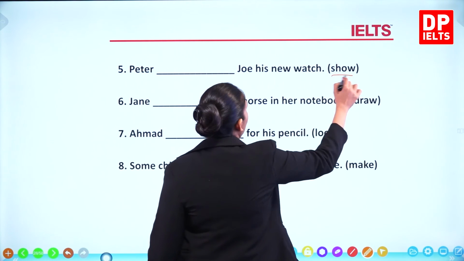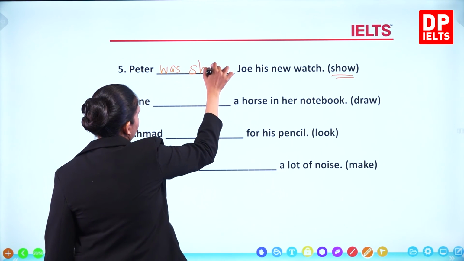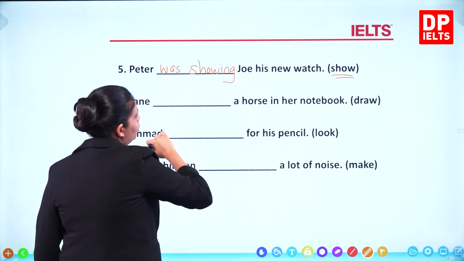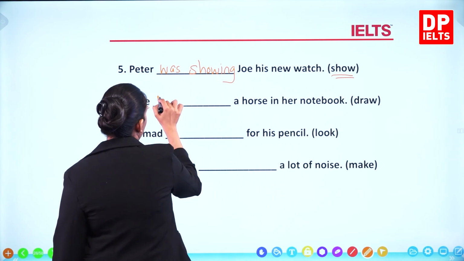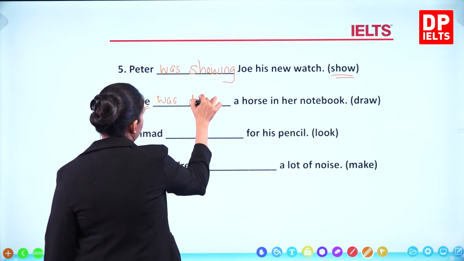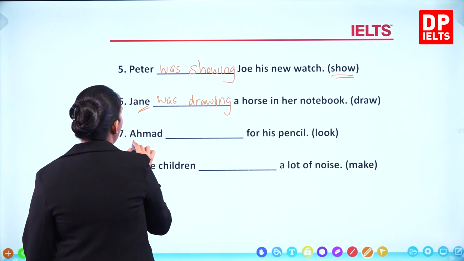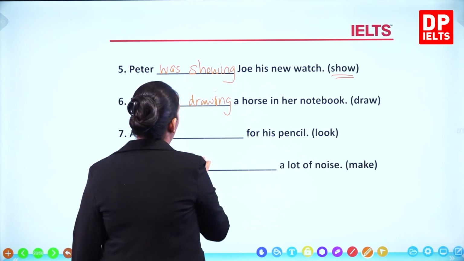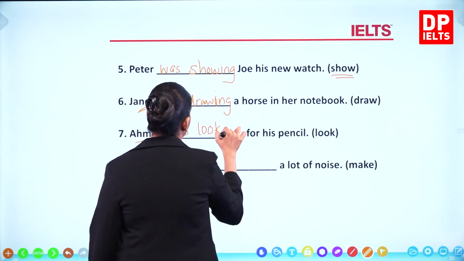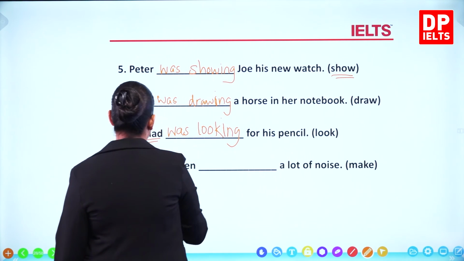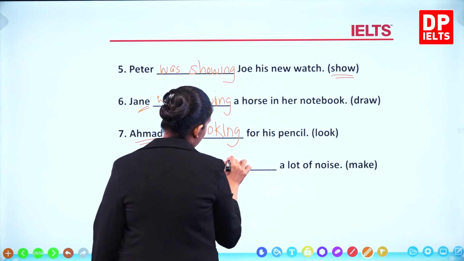Peter was showing Joe his new watch. Jane is singular, so was drawing a horse. Ahmed is one person, was looking. Some children, plural, were making.